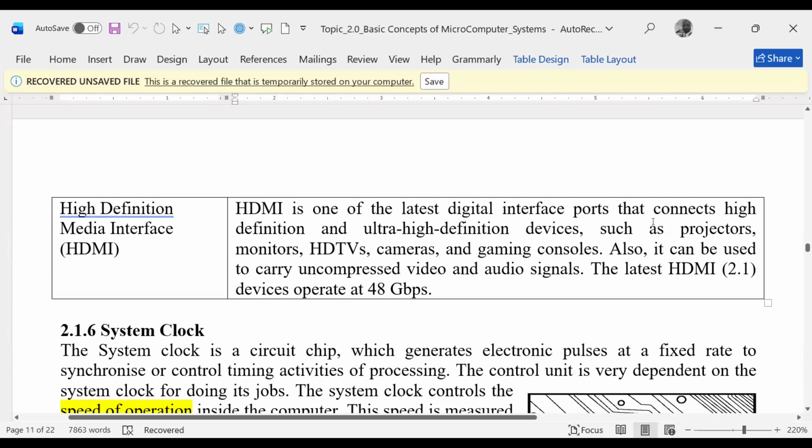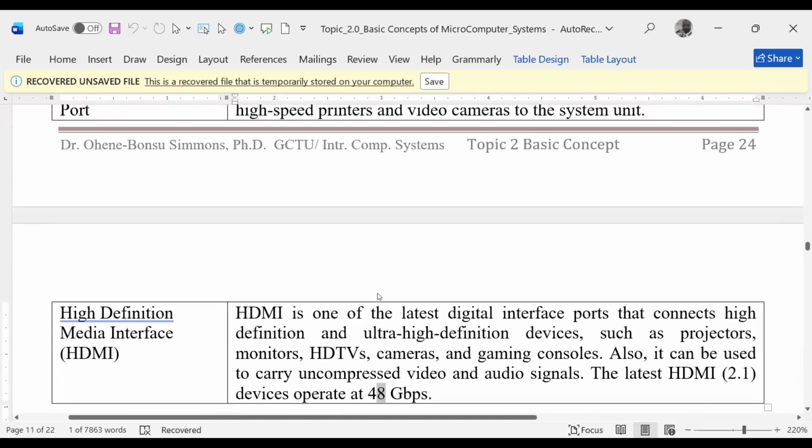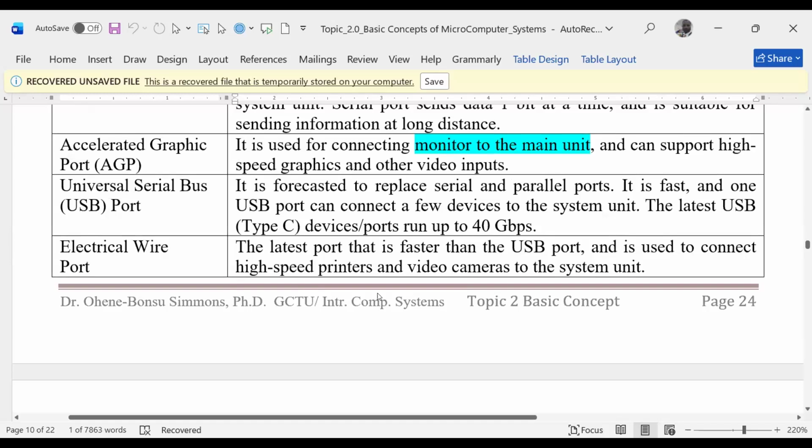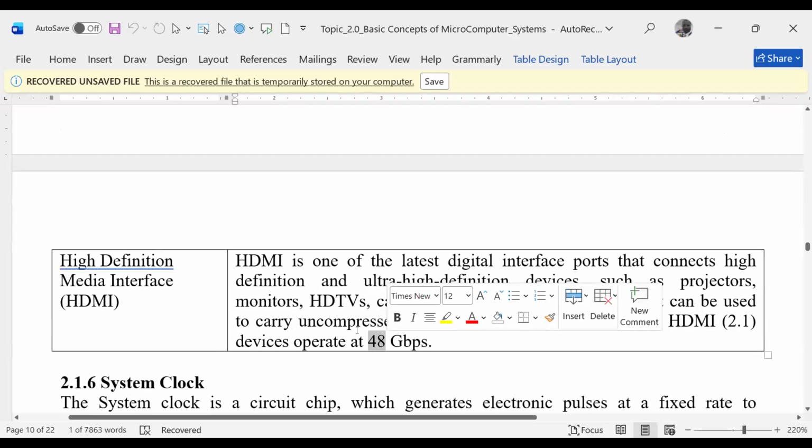And also support the projector, monitor, TV, cameras, and other devices. HDMI, we have different types. The latest is 2.1, and that one's movement is 84 gigabytes per second. So you can transfer a large volume of data or signal from one place to another. The USB supports 40 and this 84 gigabytes per second. So you can transfer a large volume of data at a time.